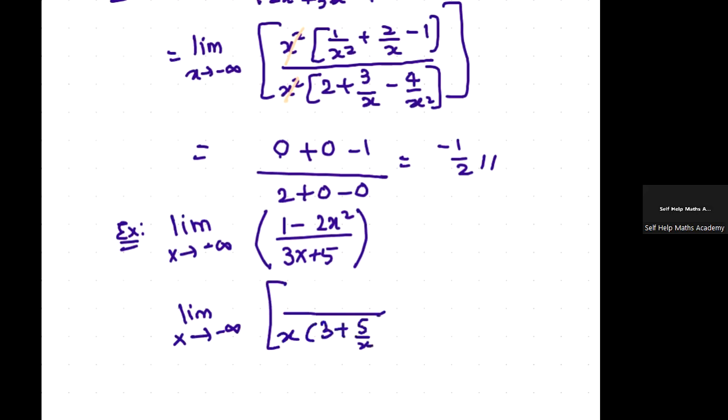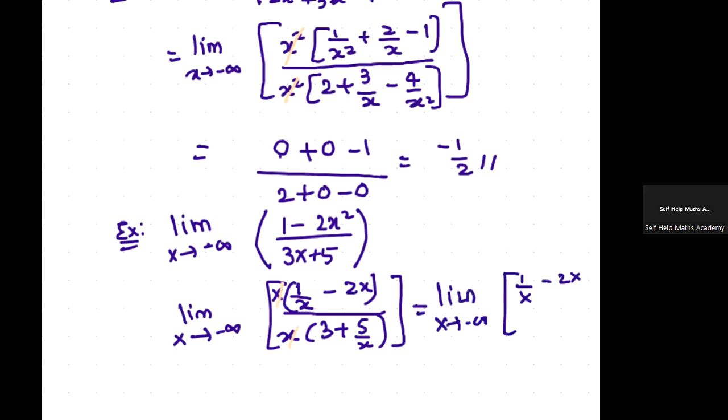And here, if you take x out, because you can take x here, 1 over x minus 2x. If I take x out, okay. So now, as we have this x and x, we can cancel. So simply we can simplify this: it is equal to the limit as x is tending to negative infinity. Here we're left with 1 by x, and here it is minus 2x divided by 3 plus 5 over x.